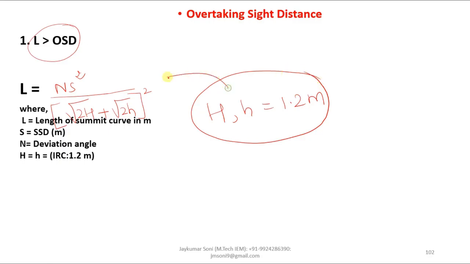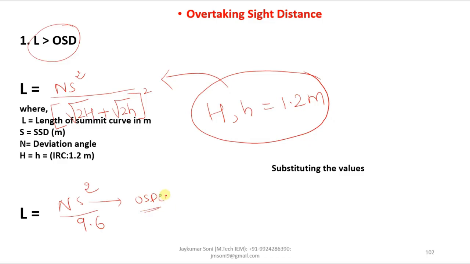This is the difference. If you substitute the value, you will get the final equation of L as NS square divided by 9.6, where the S stands for overtaking sight distance in meter. So this is the first case where L is more than OSD, and the equation is L is equal to NS square by 9.6, where S stands for OSD in meter.